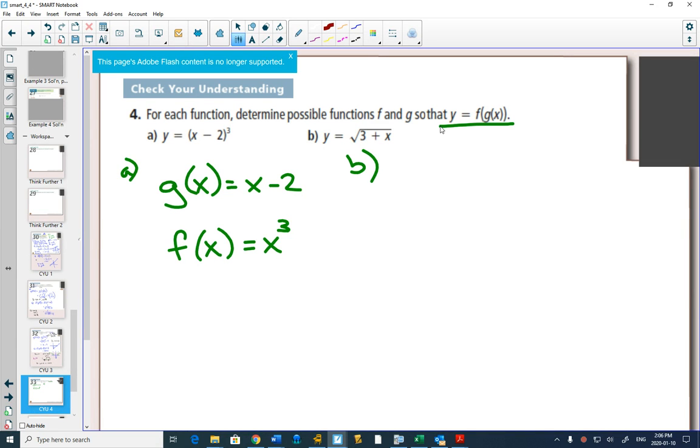For part B, what's inside? Can you see a 3 plus x inside of a square root? So if we make 3 plus x our inside function, what happens to the inside? It gets square rooted.